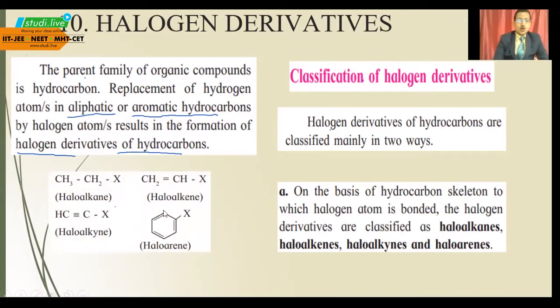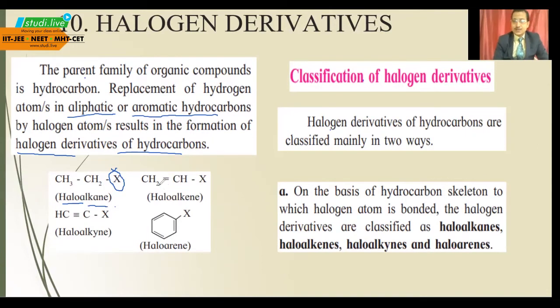The first one is haloalkanes. Now here you can see CH3, single bond CH2, single bond X. That is, this halogen atom is present, and this is your CH3, single bond CH2. So this is a halogen atom which is replacing one hydrogen from here. This is a single bond, so it is haloalkane because it is a single bond. Correct? समझ में आ रहा है?